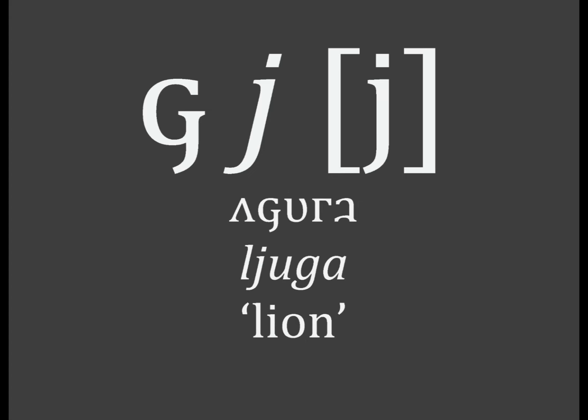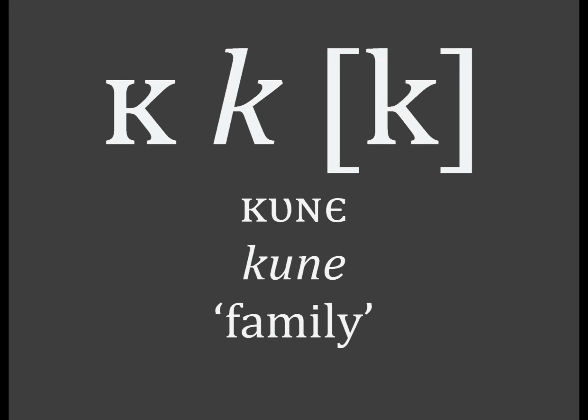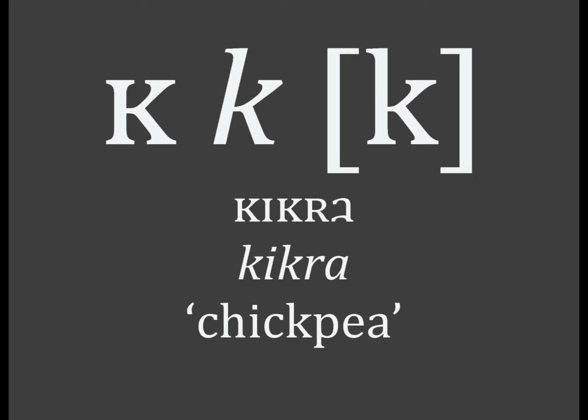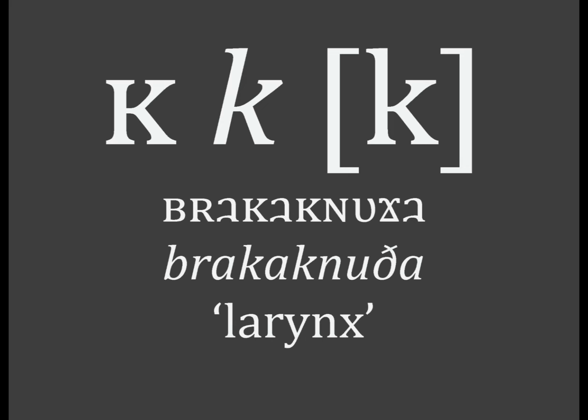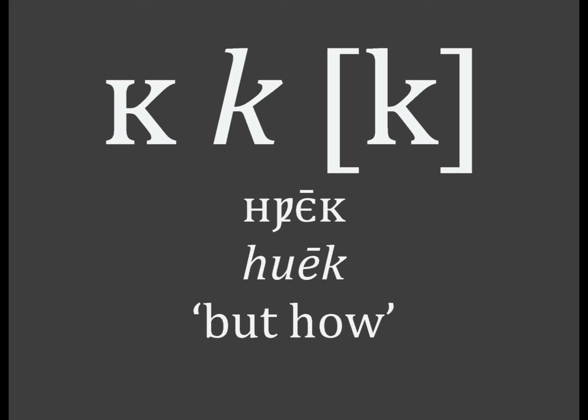Yuga, lion. Kunai means family. It is an unvoiced velar stop, pronounced like the K in kid. It is transliterated as the letter K. Tikra, chickpea. Brecca knudha, larynx. Whike, but how?